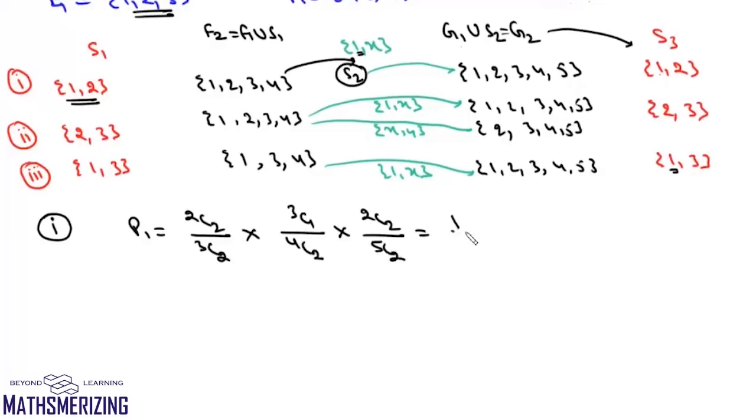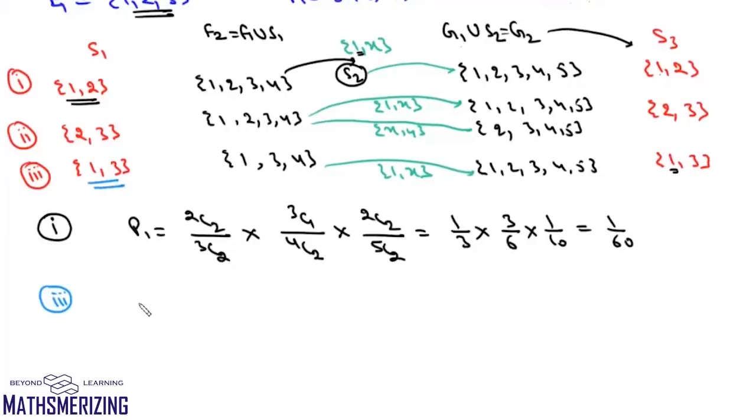So this probability will be 1 by 3, and this is 3 by 6, and this is 1 by 10. So it is 1 by 60. So this first case, it is 1 by 60. Now before the second case, we'll actually calculate this third case.